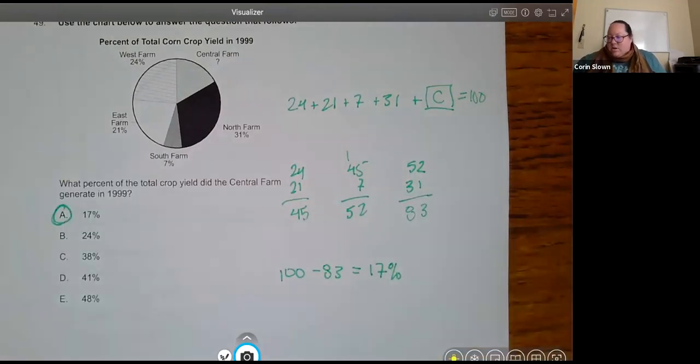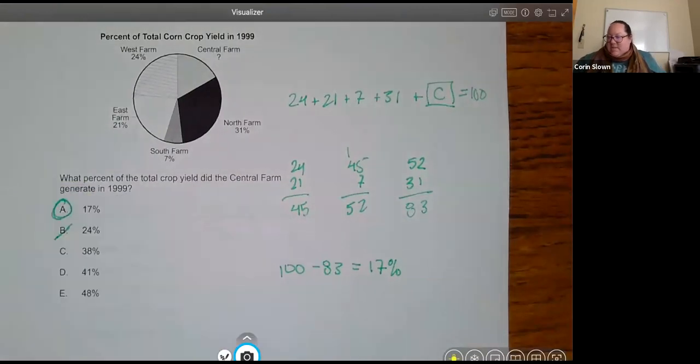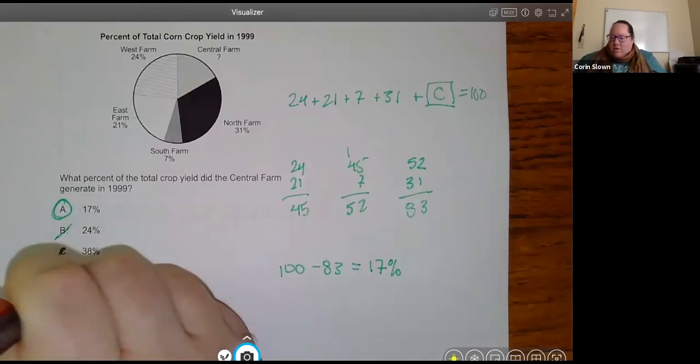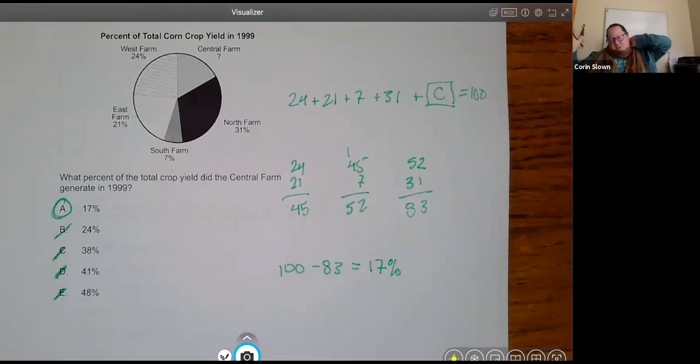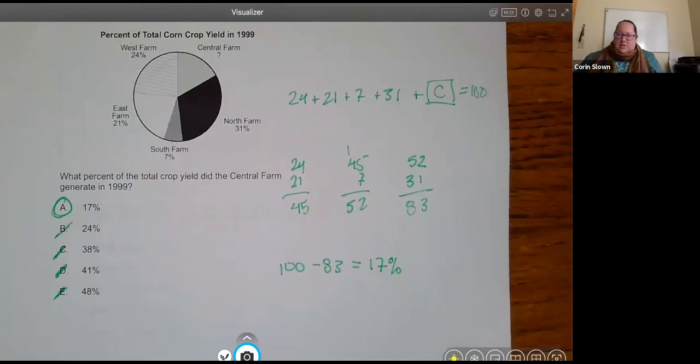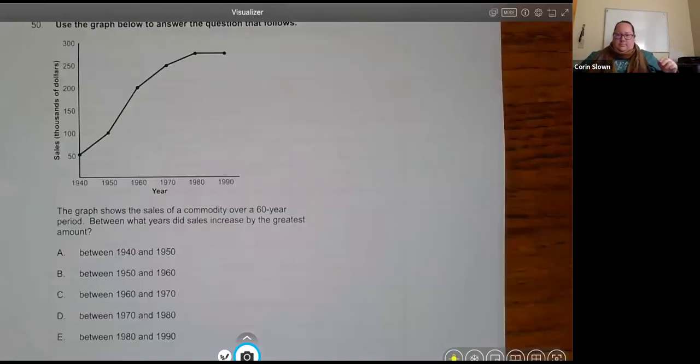And if we weren't sure, we could get rid of B, right? Because that's one of the values that's already given. It's too big, it would be over 100%. Same thing for C, same thing for D, same thing for E. So all of these values are too great. They would give us a percent that's greater than 100. So we know they can't be the correct answer. Okay.